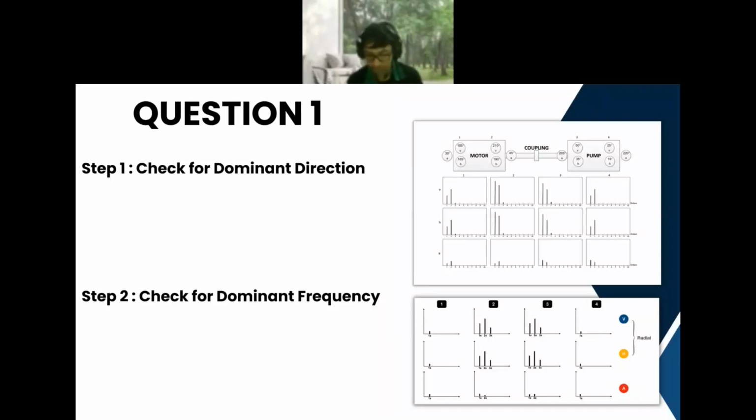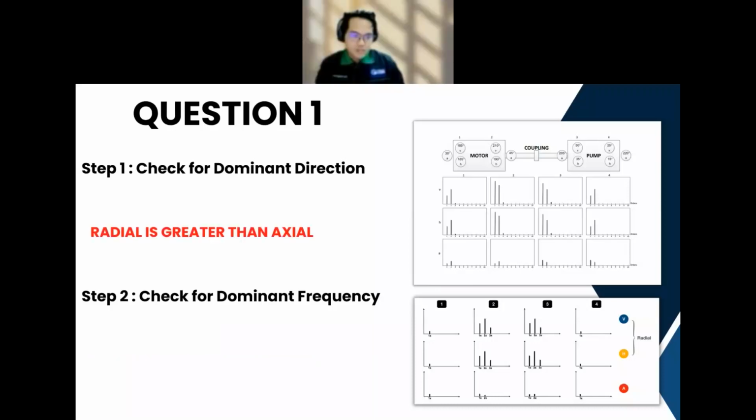Try to check first the dominant direction in step 1. Actually, we assume radial is greater than the axial. Yes. So maybe we can proceed with step 2, check the dominant frequency. So how about the others? Sure, let's move on. We can see that there is 1x, 2x, and 3x in the diagram. And based on the diagram itself, we can see that 1x is greater than 2x or 3x.